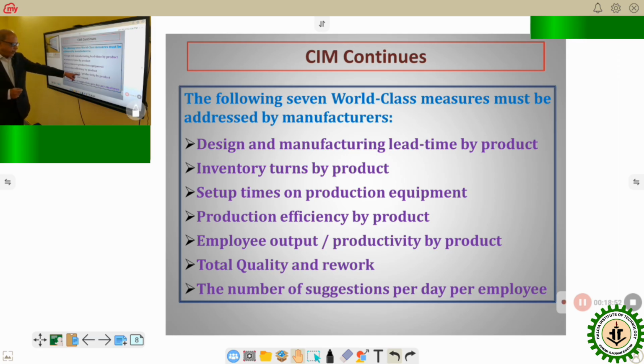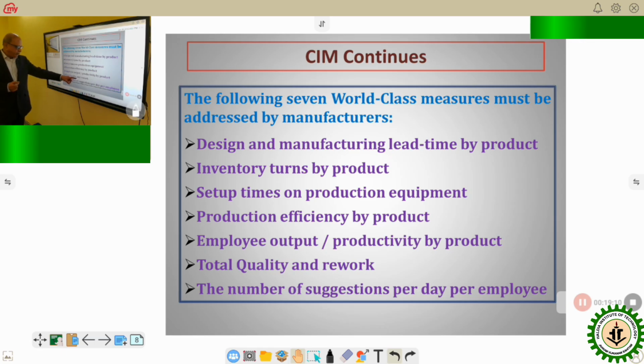Employee output or productivity by product. That means for one particular product, what is the contribution of the productivity of the individual employee? That is also counted. That means what is the contribution of one single employee in that particular product.